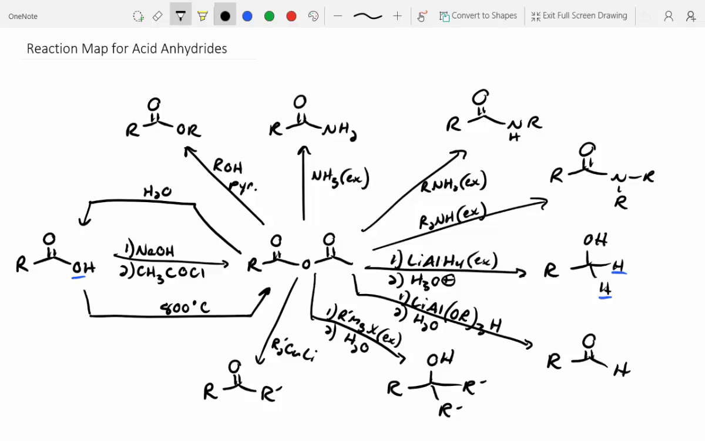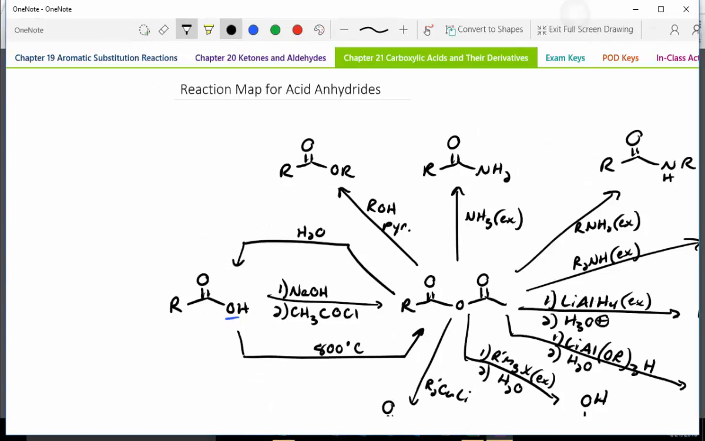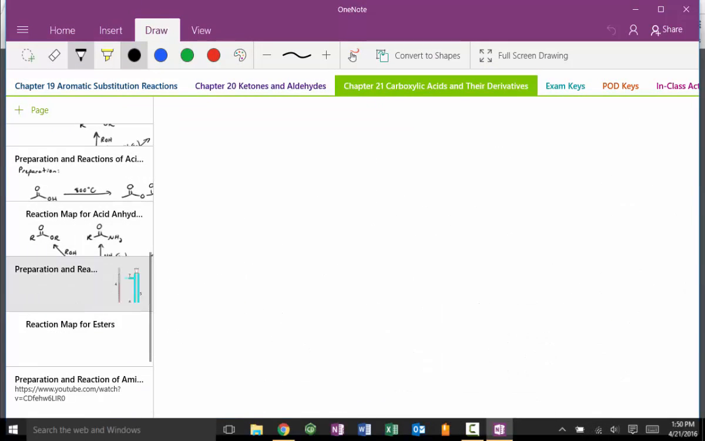All right, let's do one with esters. So we'll try to change gears. We're gradually going to less reactive compounds.